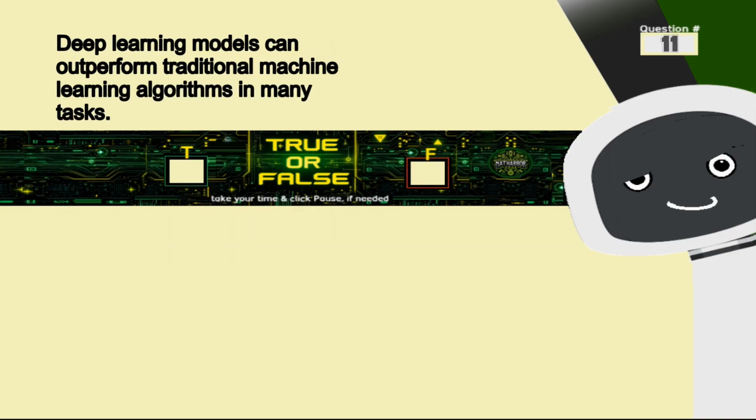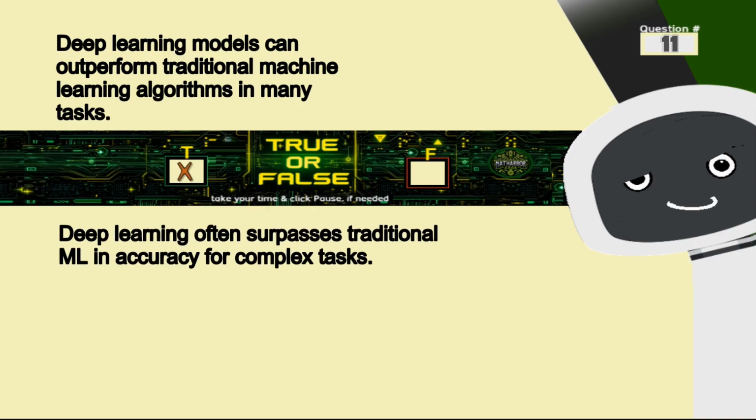True or false? Deep learning models can outperform traditional machine learning algorithms in many tasks. That is true. Deep learning often surpasses traditional ML, machine learning, in accuracy for complex tasks.